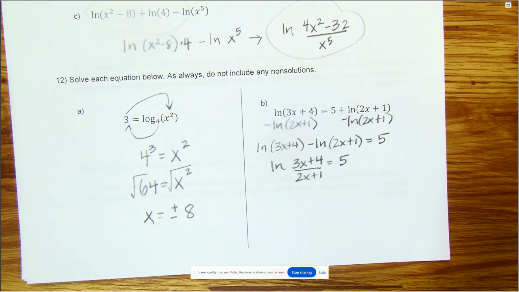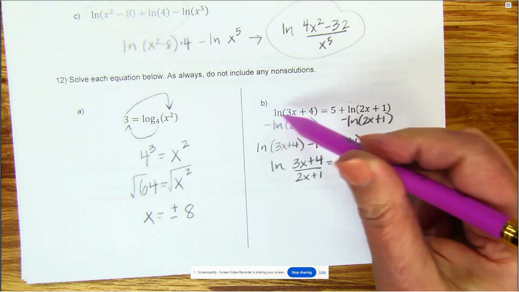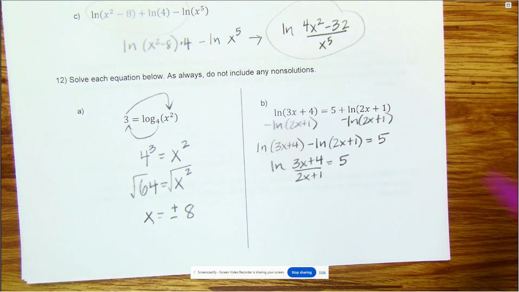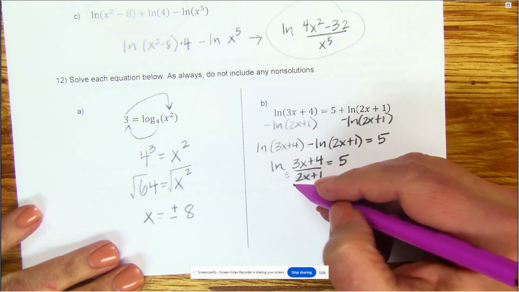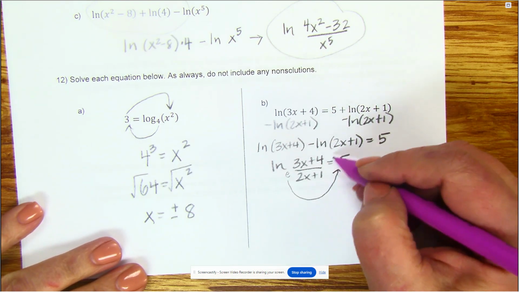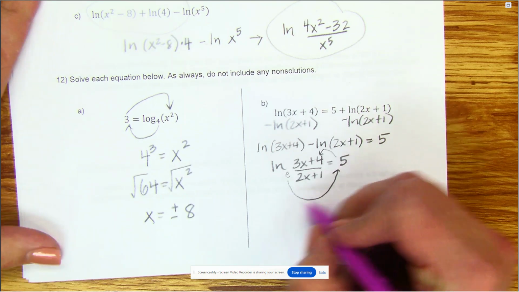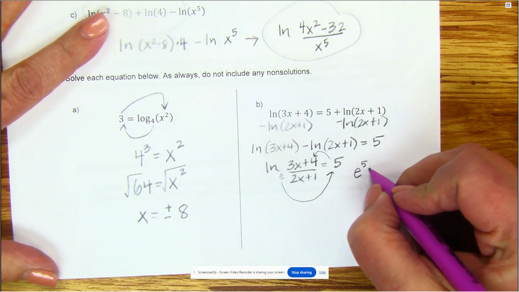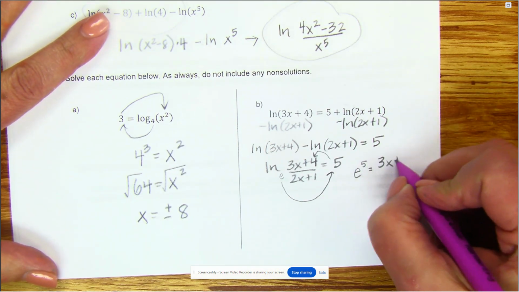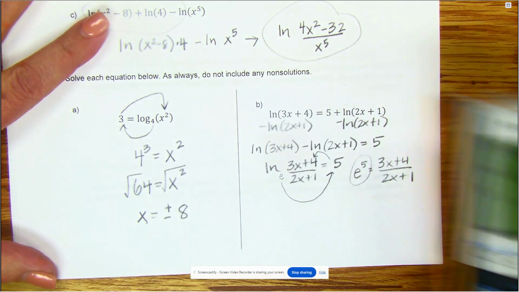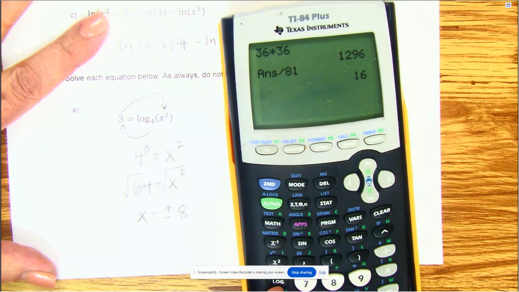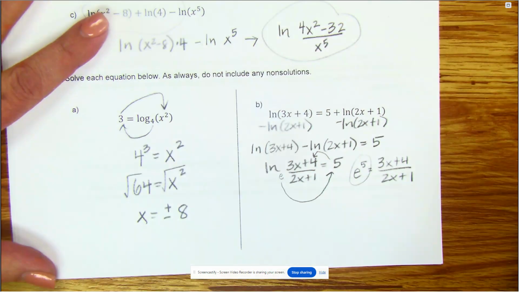This is a log, so I'm going to change it to an exponential. So the base here, natural log, that's base e. So e to the fifth is all of this. e to the fifth is 3x plus 4 over 2x plus 1. I do this on my calculator. Second ln, to the fifth. So 148.41.